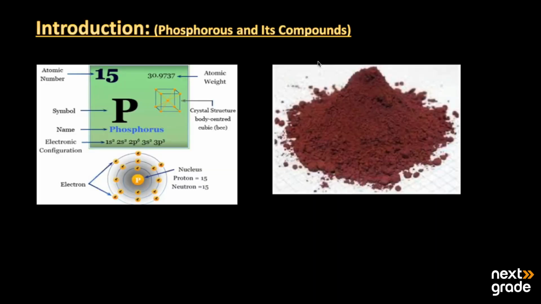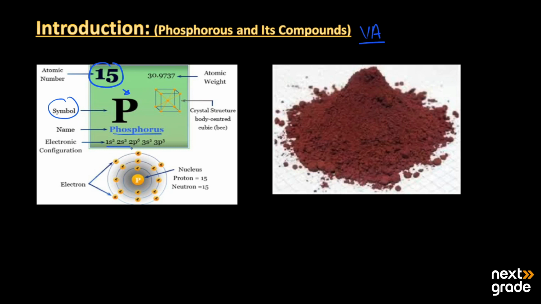So here, the topic that we are going to discuss today is phosphorus and its compounds. Basically, when we look at phosphorus, it belongs to group 5A elements. And what are its main properties or its main distinction? The first one, its atomic number is 15. The name of that element is phosphorus. The symbol that we use for this is the capital P.